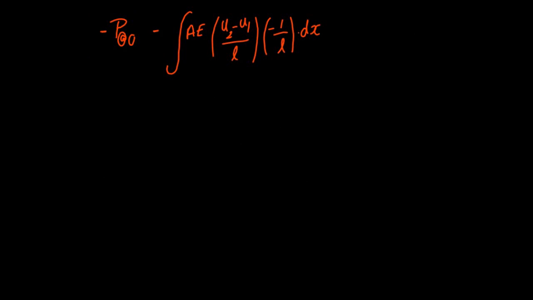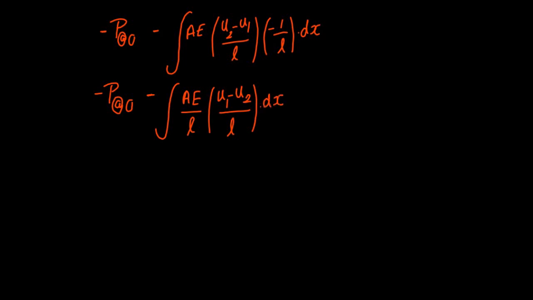So in the next step, it's going to be minus the load at x is equal to 0. If I pull this minus sign outside, I'll be getting minus of... If I take this minus sign outside, it's going to be minus into minus, plus. Again, it's going to be minus. If I interchange these two terms, it's going to be AE by L into (U1 minus U2) divided by L into dx.